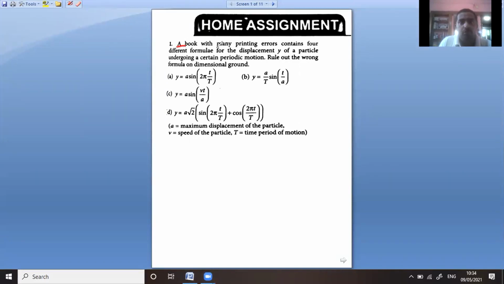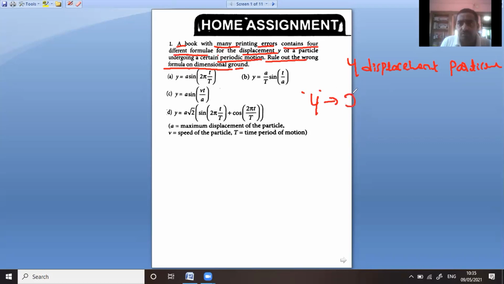A book with many printing errors contains 4 different formulas for the displacement y of the particle. The displacement of the particle is undergoing certain periodic motion. Rule out the wrong formula on the dimensional grounds.